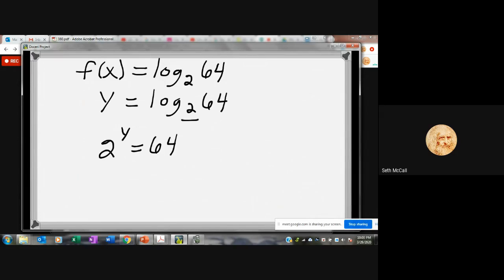Now, this is going to be a little bit tricky for you to know, but 2 to the y is not going to change, but 64 is a power of 2, and it is actually 2 to the 6th power. Now you can see that the bases of 2 are matching, so we can simply write y is equal to 6. And that's your solution for the first one.